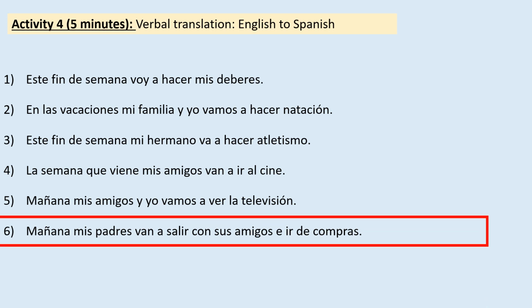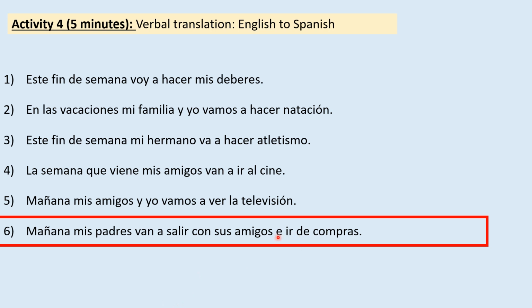And you should have chosen, mañana mis padres van a salir con sus amigos e ir de compras. Now you'll note I was a bit cheeky there because instead of writing mis amigos, I wanted to talk about my parents going out with their friends, not my friends. That would be a bit strange. So I wanted to say they are going to go out with their friends.